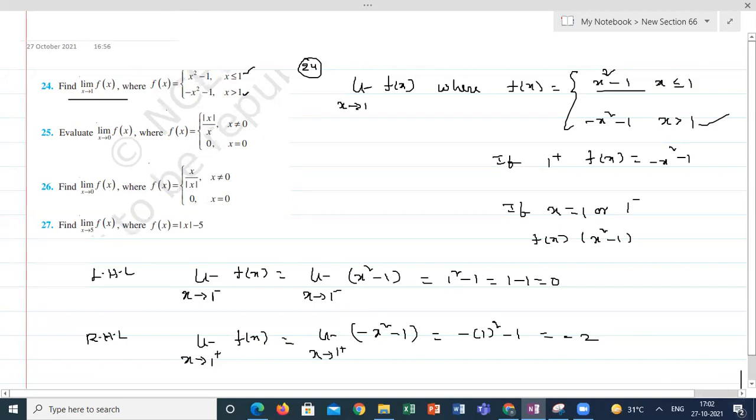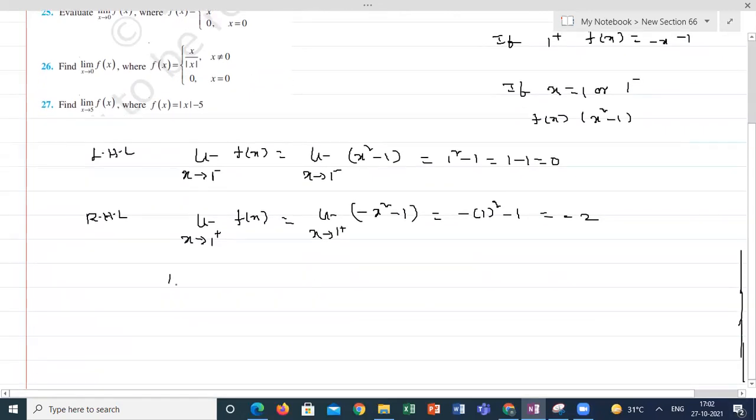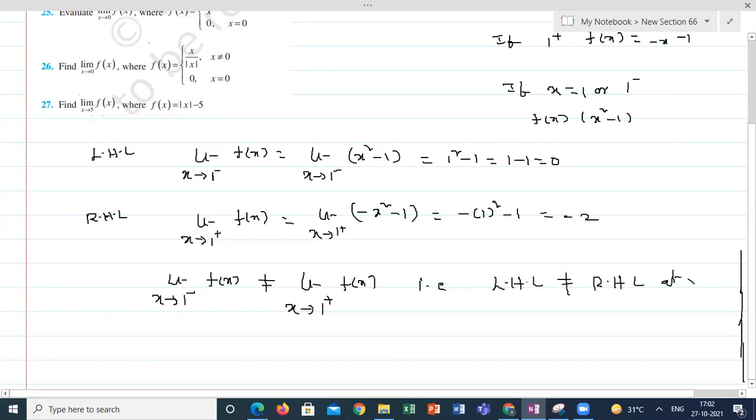So what conclusion can we write here? We can write that limit as x tends to 1 minus of f of x is not equal to limit as x tends to 1 plus of f of x. That is, the left hand limit is not equal to the right hand limit at x equal to 1. So the limit of the function as x tends to 1 of f of x does not exist.